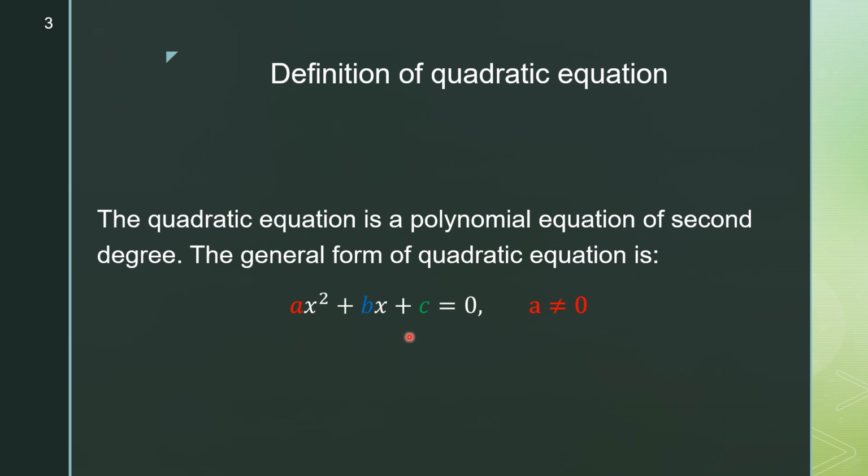For this equation to be a quadratic equation, the number a should not be 0, because if a equals 0, this term does not exist, and this equation becomes a first degree equation or linear equation. So in order for this equation to maintain its name as a quadratic equation, the first term should exist, i.e. a should not be 0. Now this is called the quadratic equation or the second degree equation.